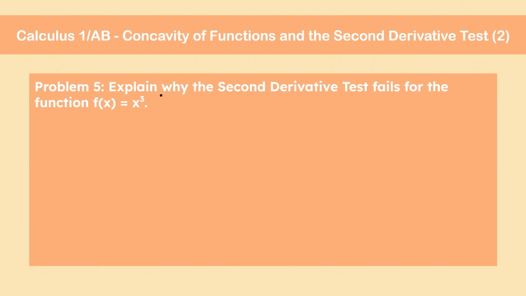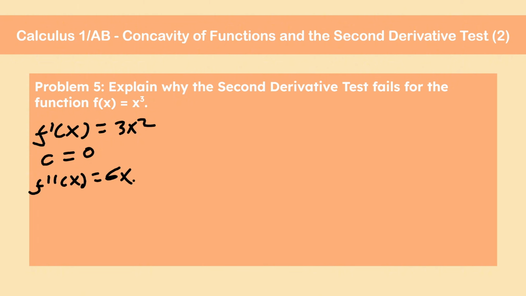So now we're going to explain why the second derivative test fails for the function f of x equal to x cubed. So first let's take the first derivative. And now you have it's equal to 3x squared. And this is equal to 0 when c is equal to 0. So now let's take the second derivative. So f double prime of x is equal to 6x.